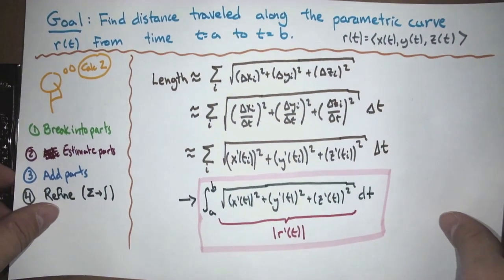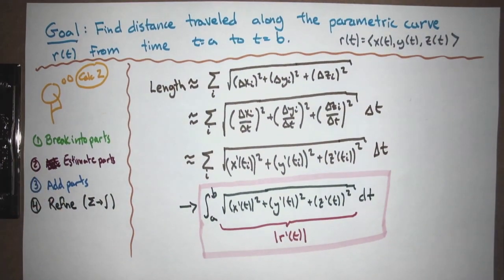And if you've had Calc 2, a lot of what we talk about today is going to sound very, very familiar. In essence, it's almost completely contained in this one sheet here. So we're going to talk about distance, the distance traveled along the parametric curve. So we have some parametric curve, r of t, and we're moving from time t equals a to time t equals b. And we want to find the total distance.